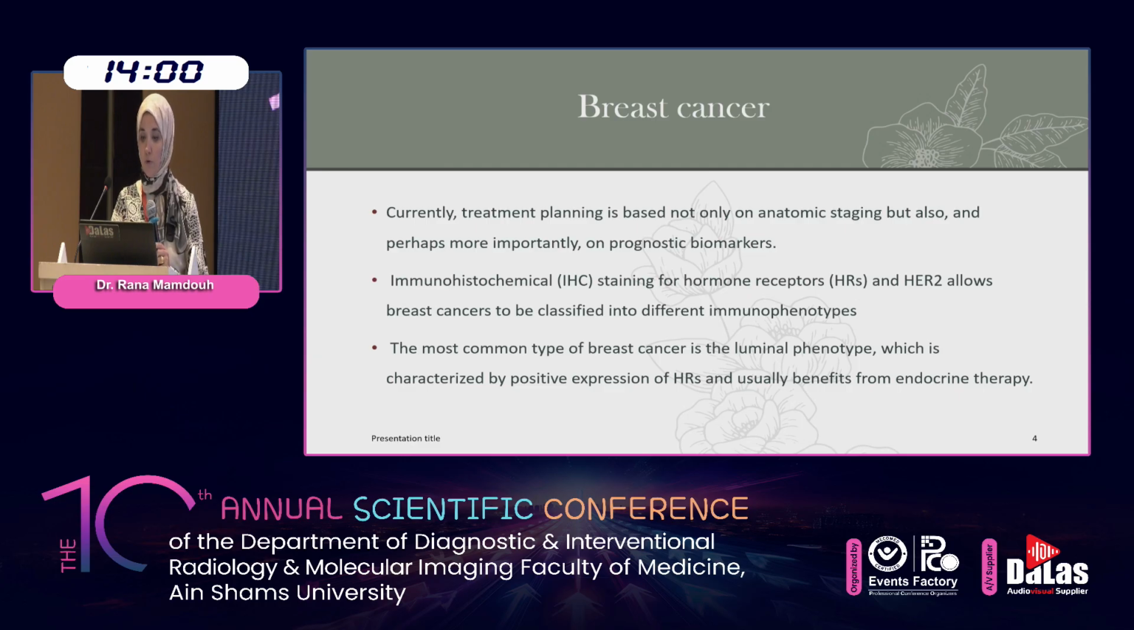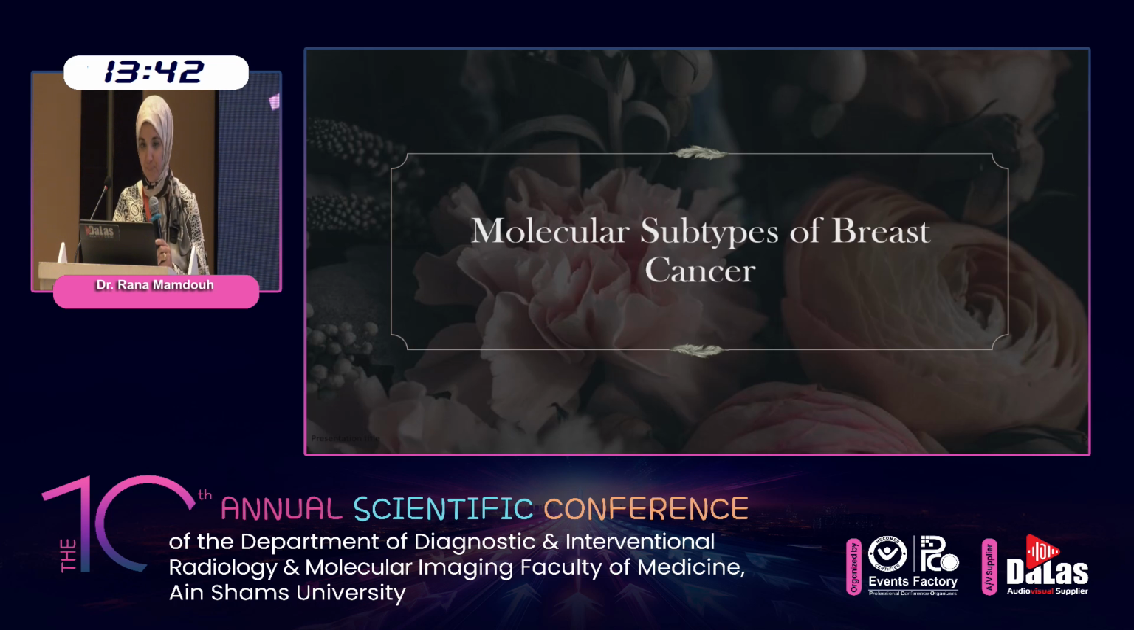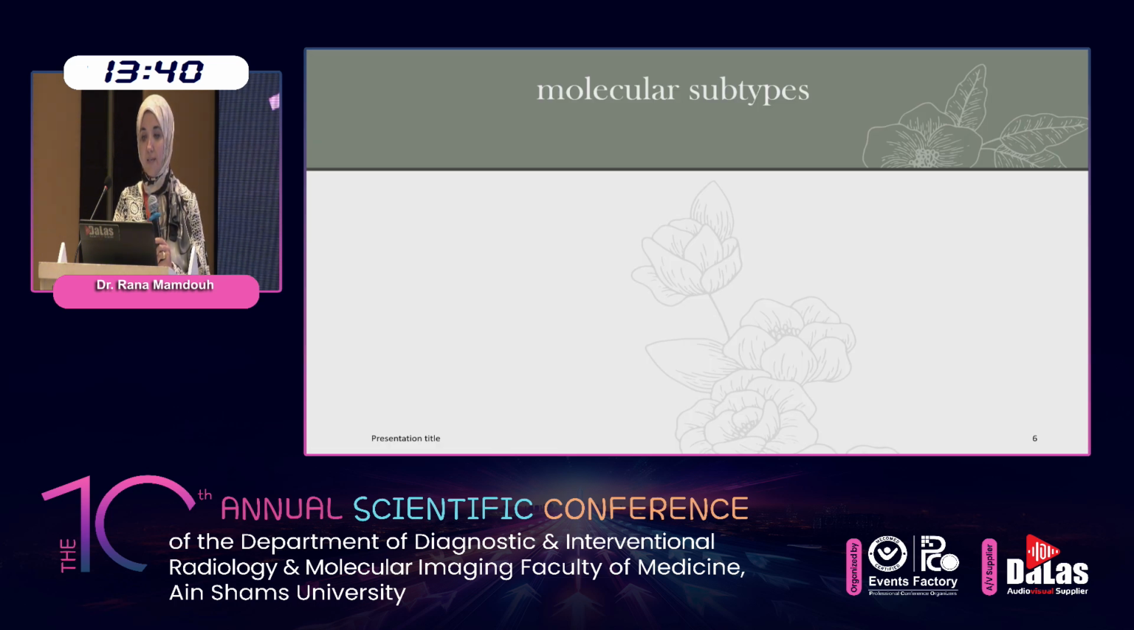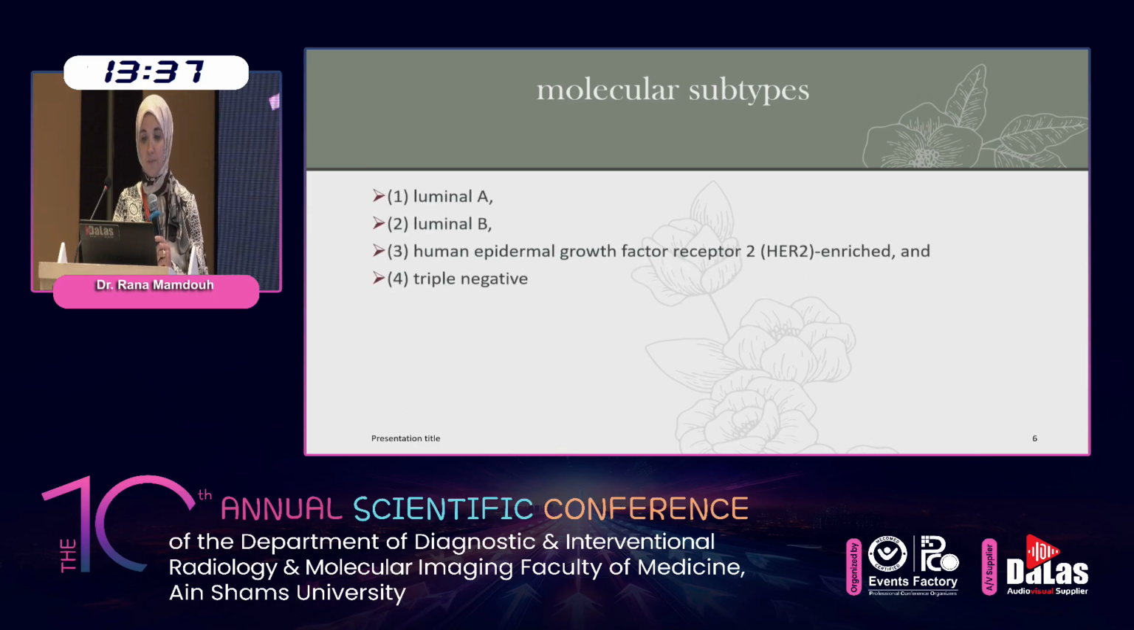Immunohistochemical staining of hormone receptors and HER2 allows breast cancer to be classified into different immunophenotypes. The most common type of breast cancer is the luminal phenotype, which is characterized by positive expression of hormonal receptors and usually benefits from endocrine therapy. Molecular subtypes of breast cancer: we have 4 molecular subtypes: luminal A, luminal B, human epidermal growth factor receptor 2, HER2 enriched, and triple negative, which is negative for estrogen, progesterone and HER2 receptors.